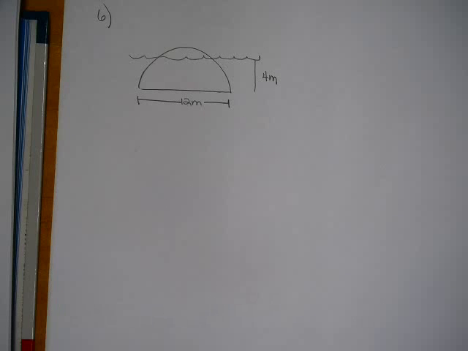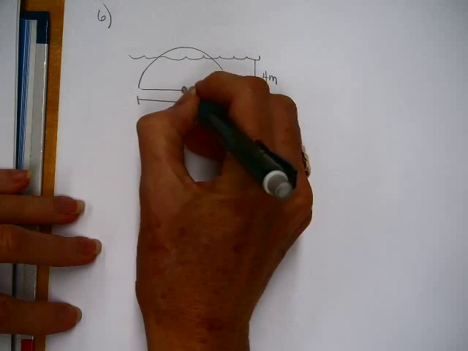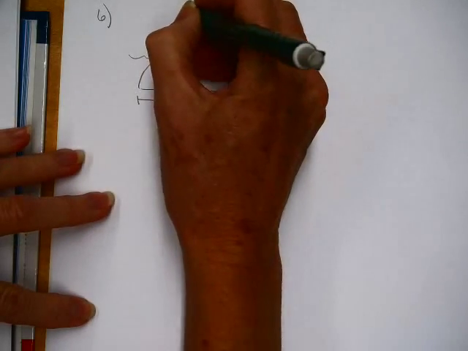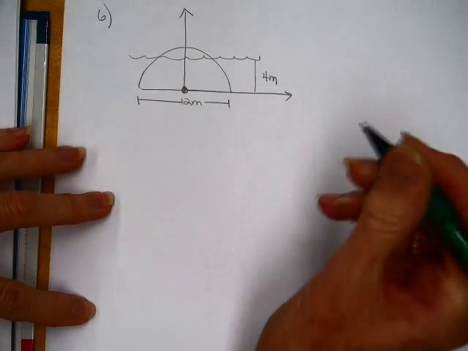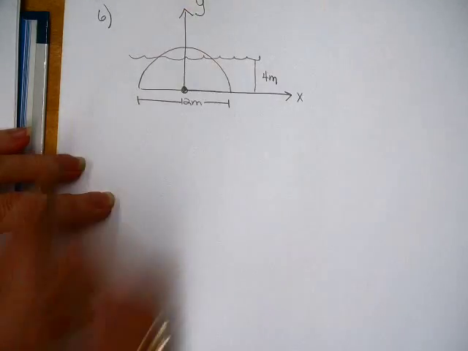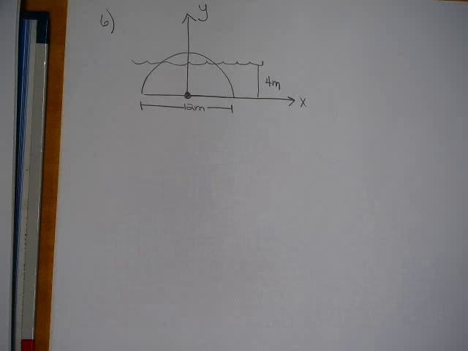A semicircle, submerged, so that there are 4 meters of water. Your first challenge is to decide where you are going to put your axis and where the origin of your axis is. Put it at the center of the circle. The center of my circle is on this line right here. In this particular case, I would set mine up just like normal. I would let this be the X and this be the Y.